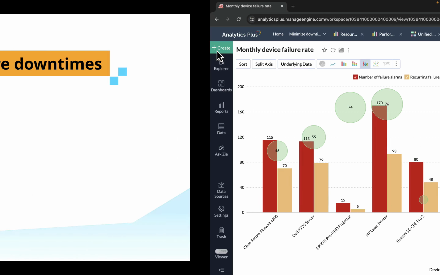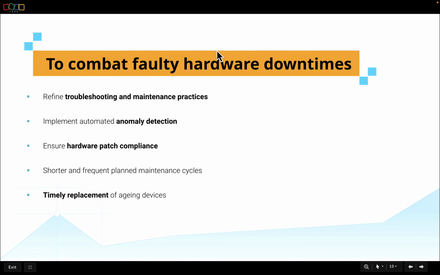So to effectively minimize the downtime caused by faulty hardware, there are several proactive strategies that organizations can implement. And I have listed them here. First one is extensive troubleshooting and maintenance practices. Emphasize and enforce the importance of thorough identification and mitigation of root causes over quick temporary fixes, reducing the likelihood of repeated and frequent failures.